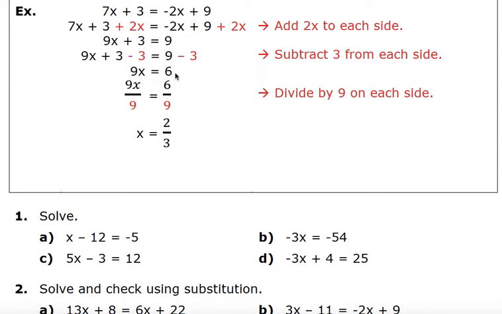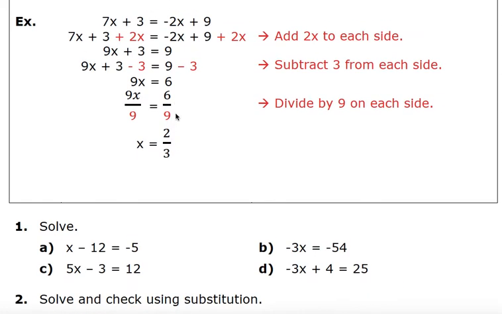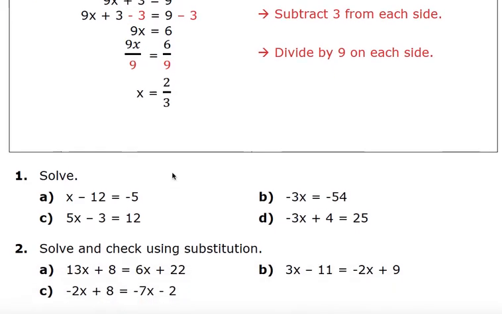9x is equal to 6. We now have one term on the left-hand side, and we need to isolate our variable. We have 9 times our variable, so the opposite operation is division. Divide each side by 9 gives us x is equal to 2/3 when we reduce this fraction by dividing by 3. Again, we could check our solution. This one's a little bit more challenging, multiplying by 2/3 every time that we have x, or substituting.